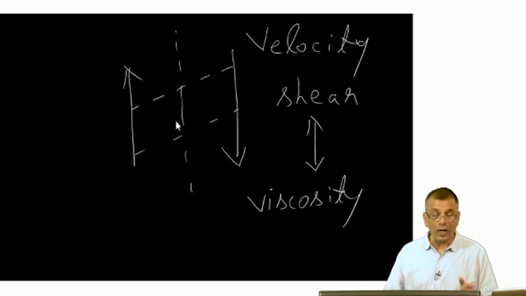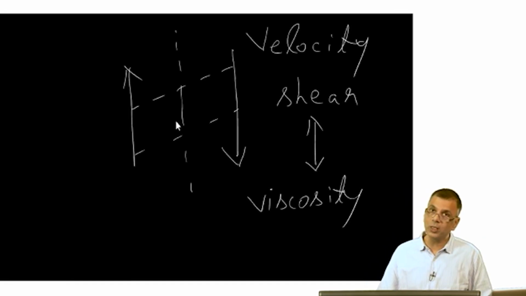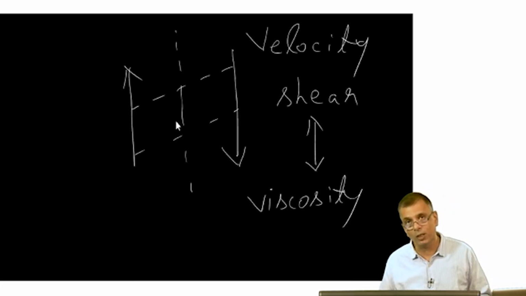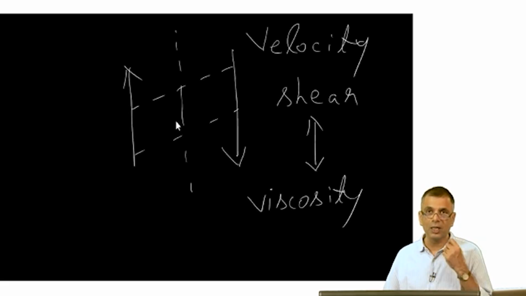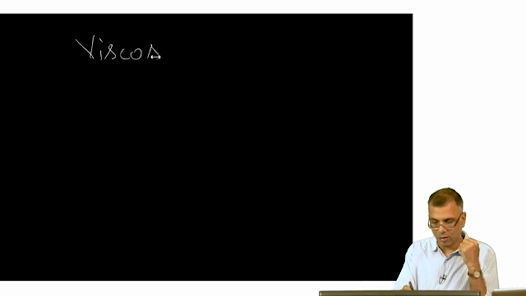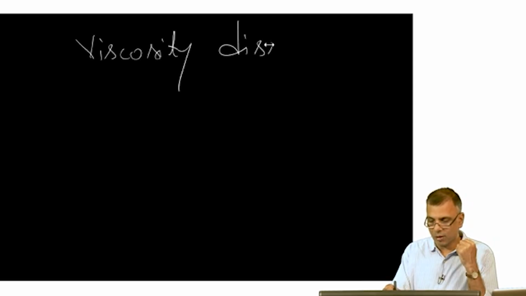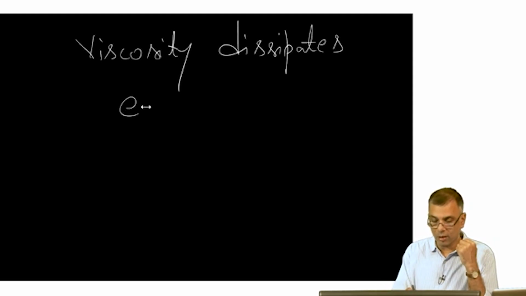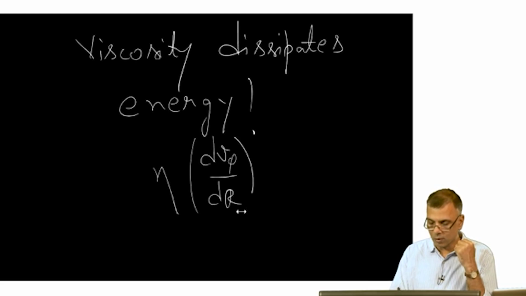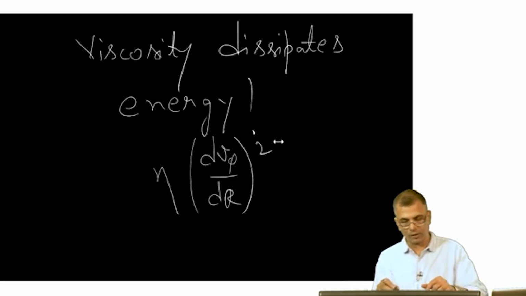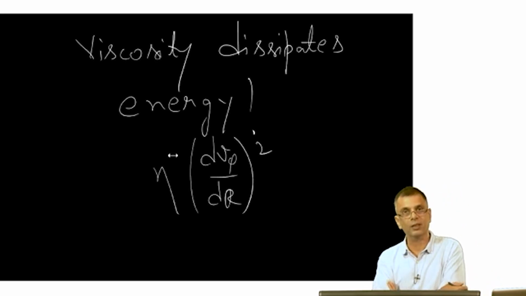Okay. Now, why is viscosity important for us? Because we know that apart from appearing in the momentum equation, viscosity also appears in the energy equation, right? Because viscosity is a dissipative process. Viscosity dissipates energy. The rate of dissipation of energy is something like this. That's the rate at which viscosity dissipates energy, where this is the coefficient of viscosity.